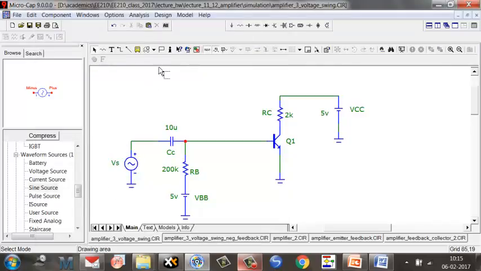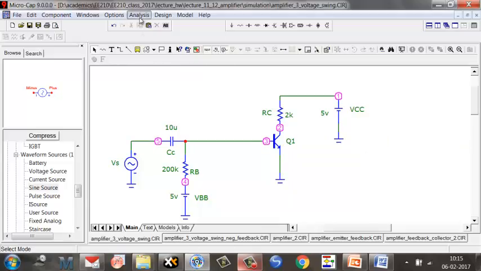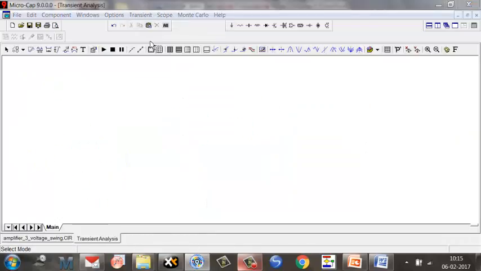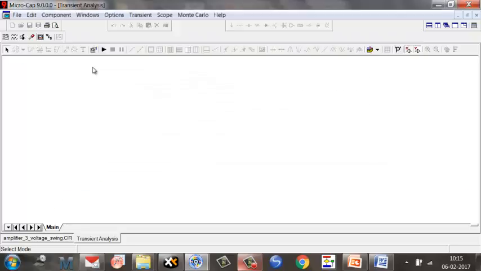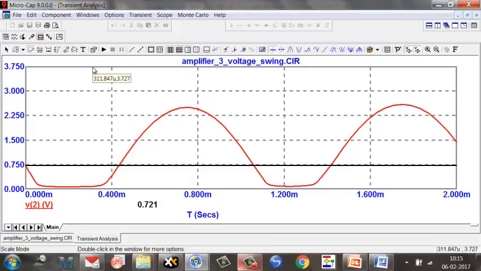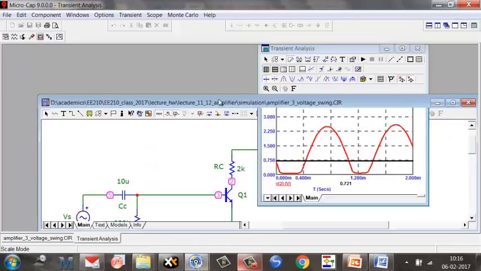So let me run, and the node that we are looking at is node number 2. Okay, node number 2. So let's do the transient analysis. I'm plotting it for 2 milliseconds, which means 2 cycles. And let me plot the V2. All right. Here. That's the output voltage here. Let's put it here so that you can see.